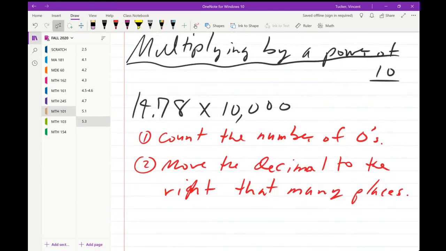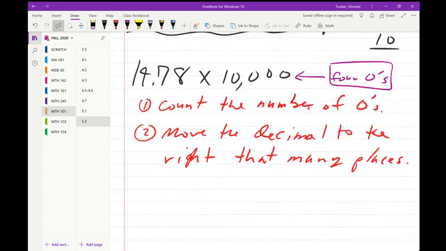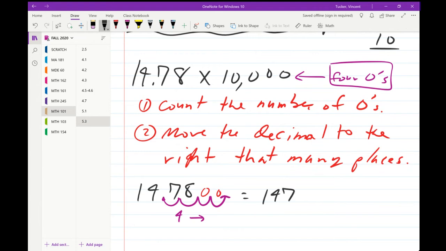So when I look at this first one, we have 14.78 times 10,000. So I have four zeros. All right, so I take the decimal and move it forward to the right. If I don't have enough numbers, just like before, I use zeros as placeholders. That's my answer.